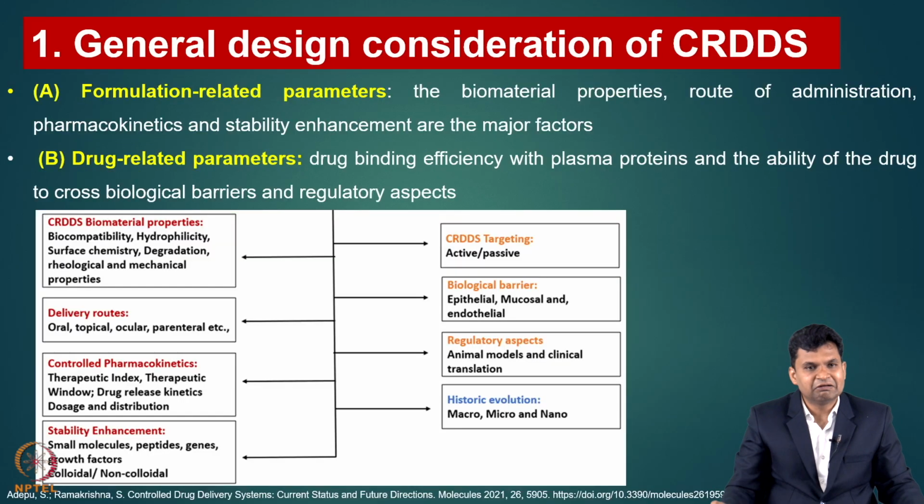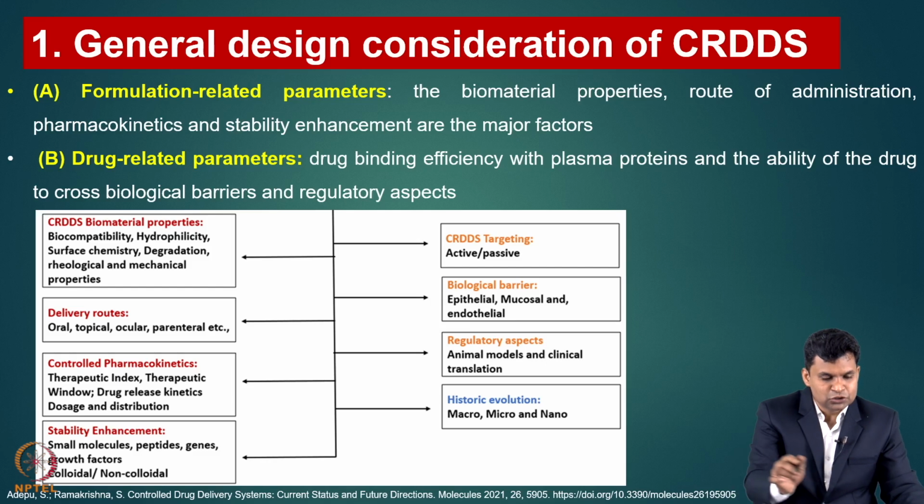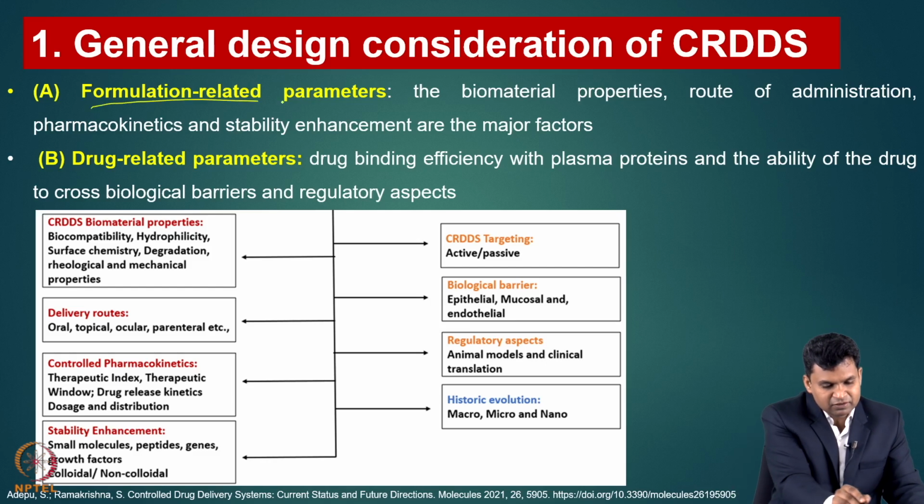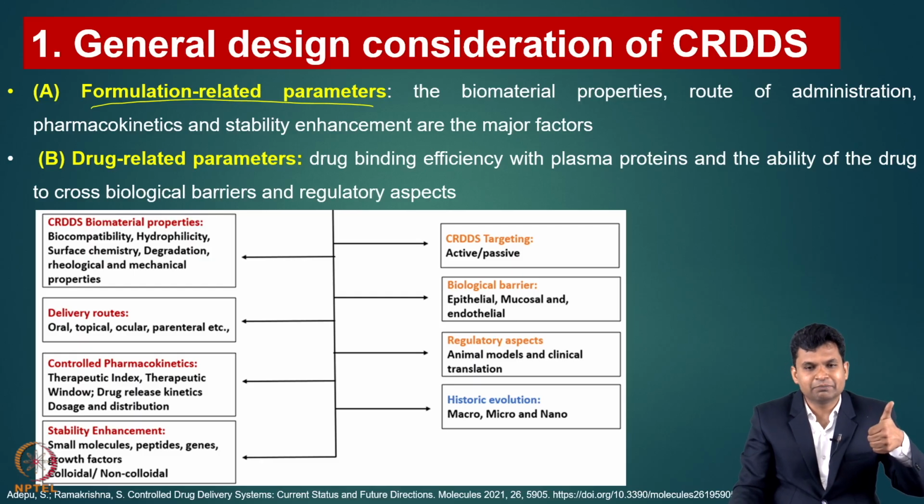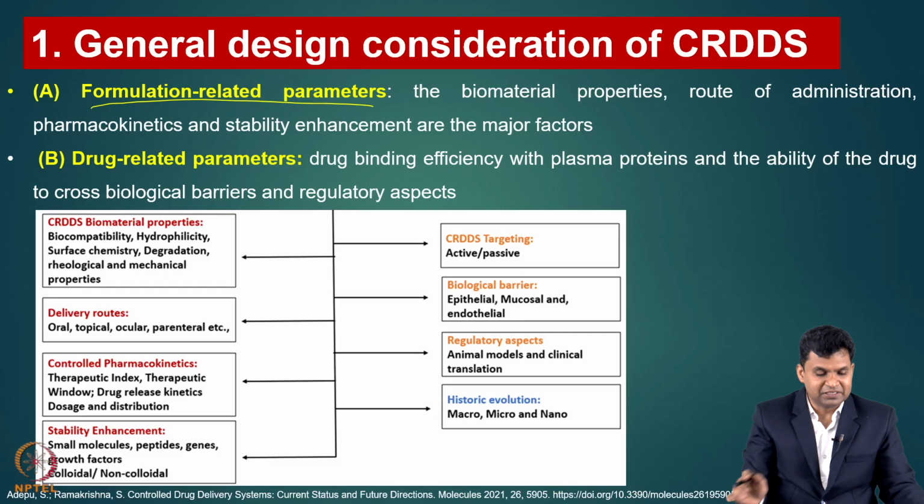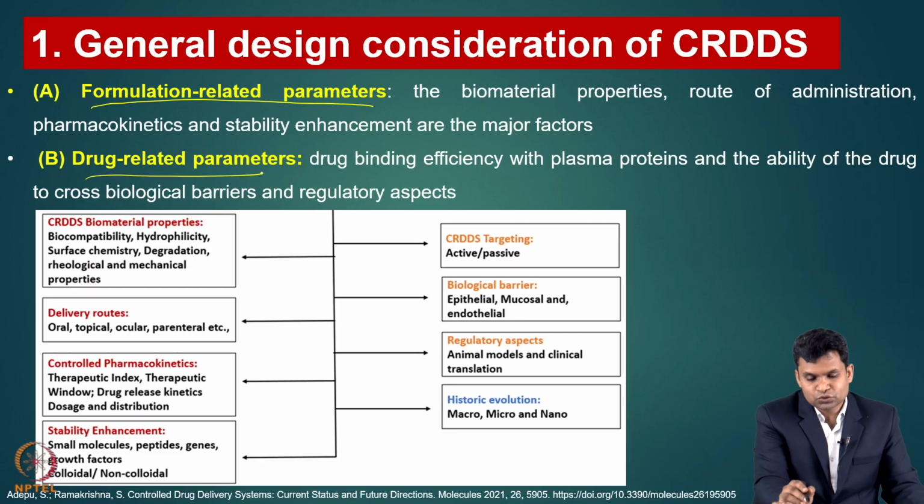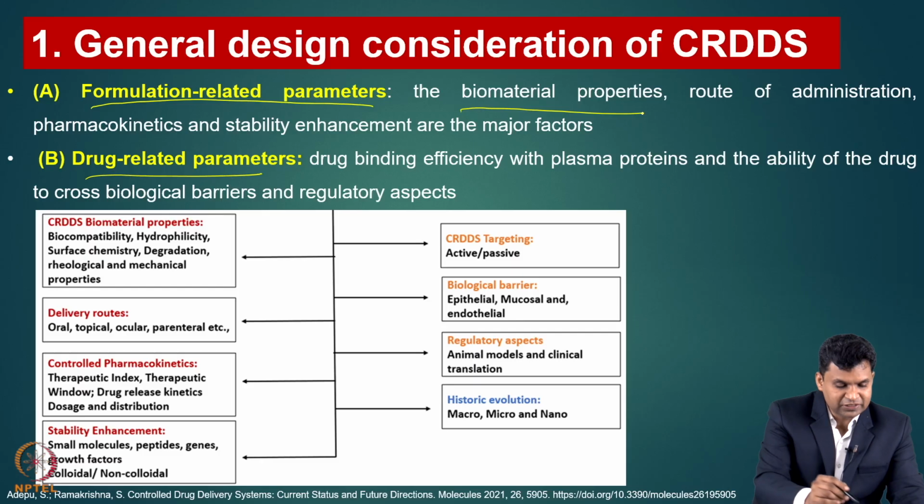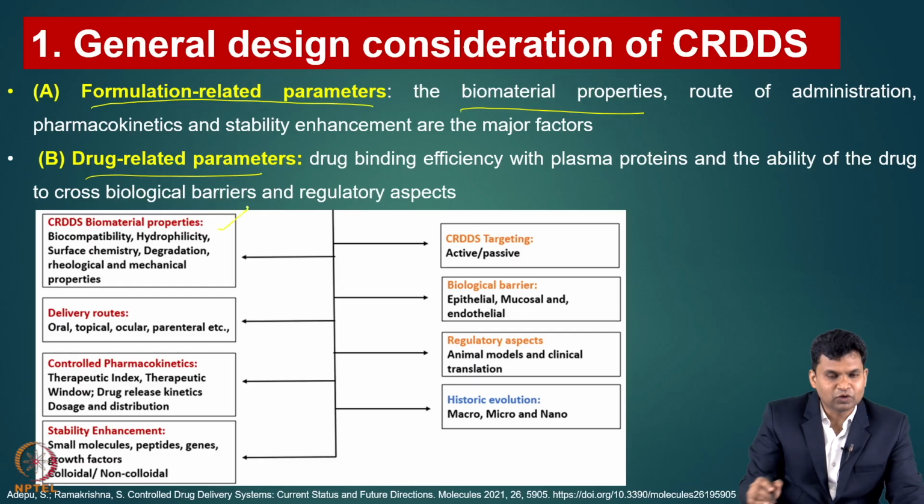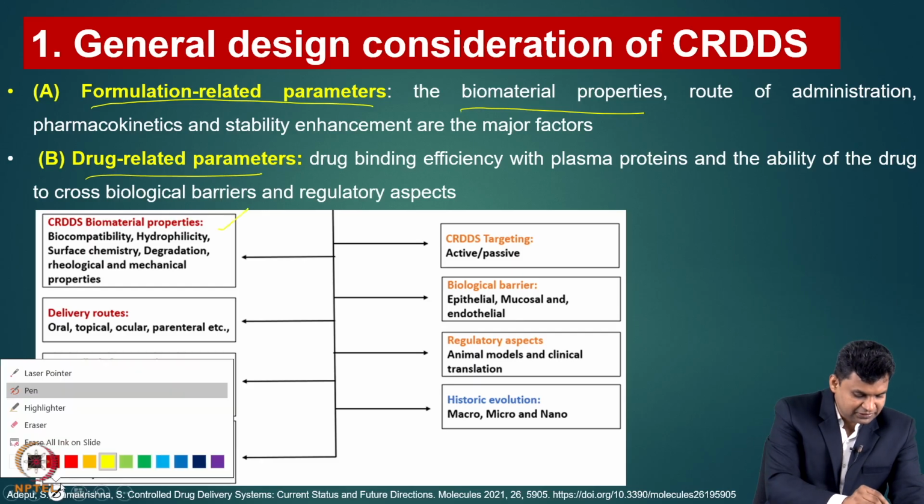Here we are going to see what the properties or parameters are. First, we can classify the general design considerations into formulation related parameters, and the second one is drug related parameters. Here you can see the biomaterial properties, and here you can see the list of the biomaterial properties.